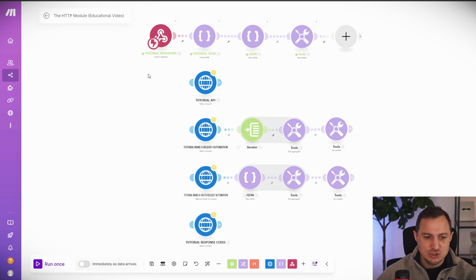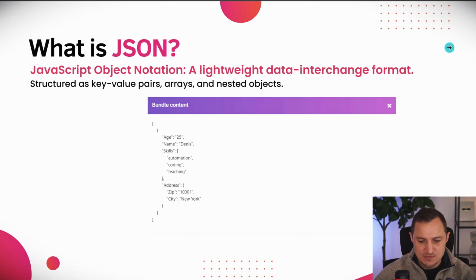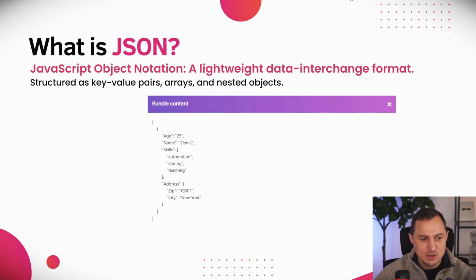Let's look at what JSON is and how it works. Therefore, I have this very short presentation here. So what is JSON? JSON stands for JavaScript Object Notation, which is a lightweight data interchange format. So what is a lightweight data interchange format? Well, it's basically a format that allows you to interchange data, which means that it allows you to transfer data from one software solution to another, or from one server to another.